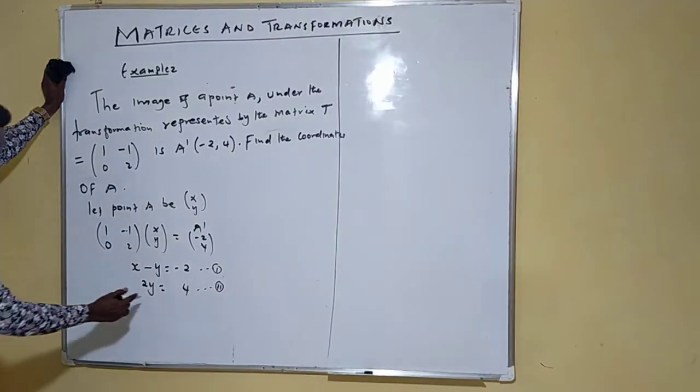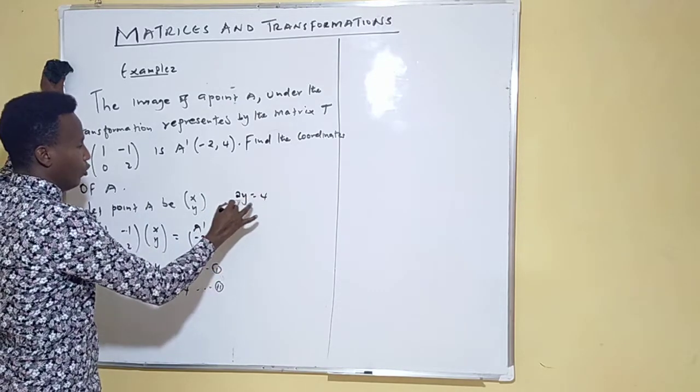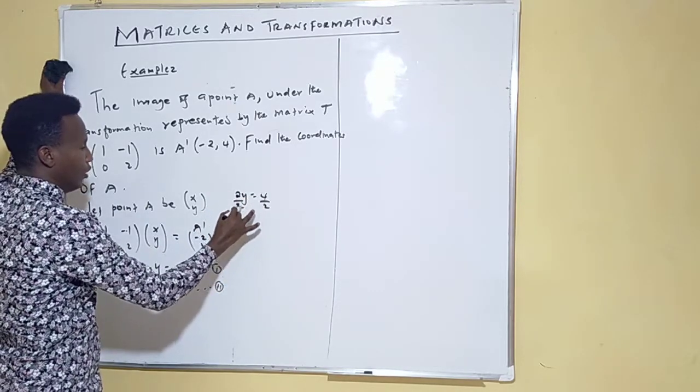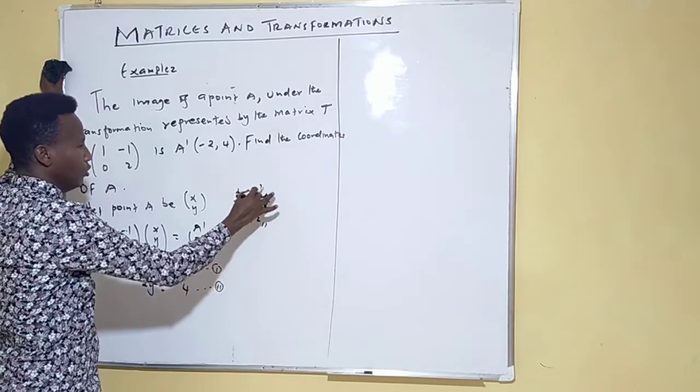Then we can get the value of y. We know that 2y is equal to 4. Divide both sides by 2, so y is equal to 4 over 2, which is 2.